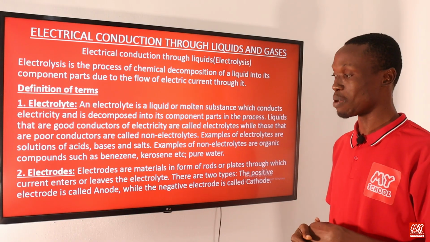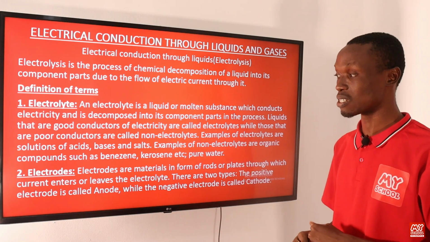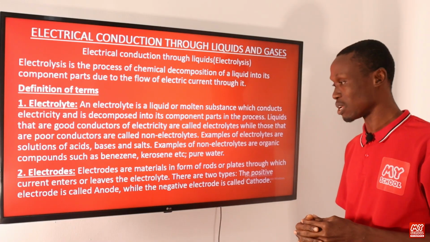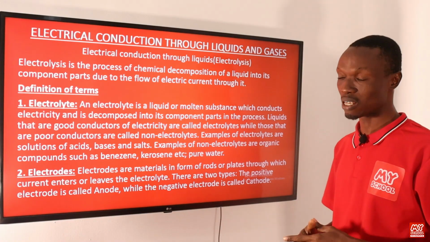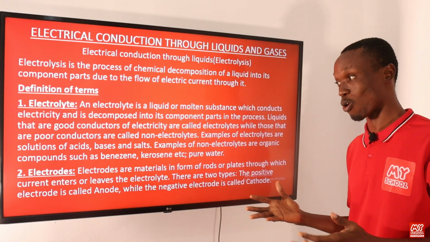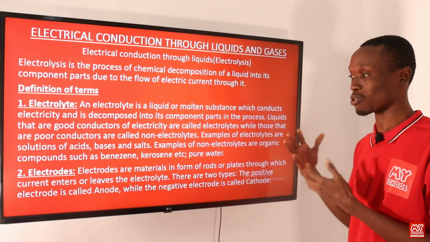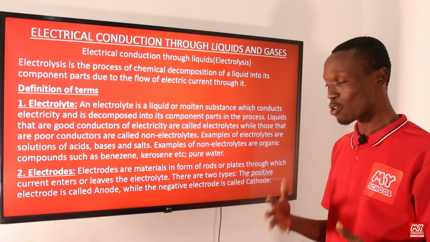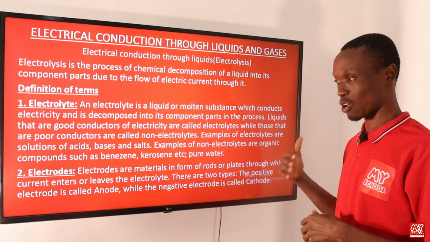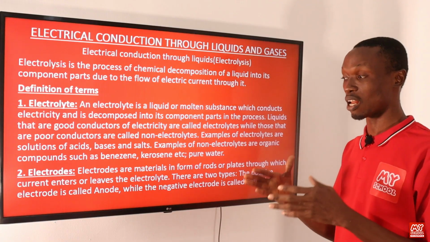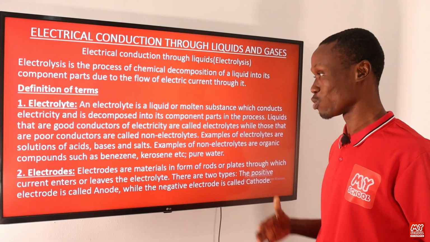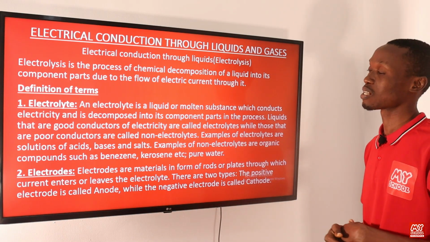Now another term that we will look at is electrodes. Electrodes are materials in the form of rods or plates through which current enters or leaves the electrolyte. There are two types of electrodes. We have the positive electrode, which is called the anode, and we also have the negative electrode, which is called the cathode. The current enters the electrolyte through the anode and leaves the electrolyte through the cathode. So let's move to the next slide.